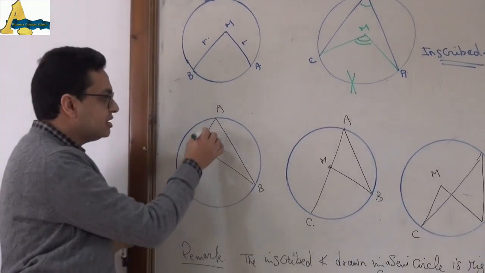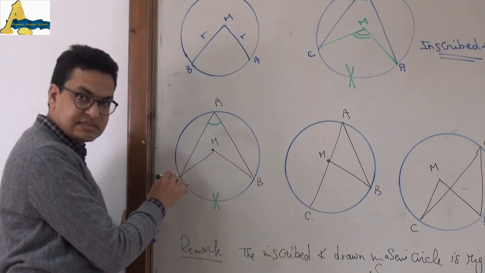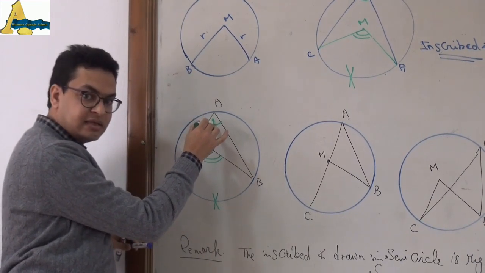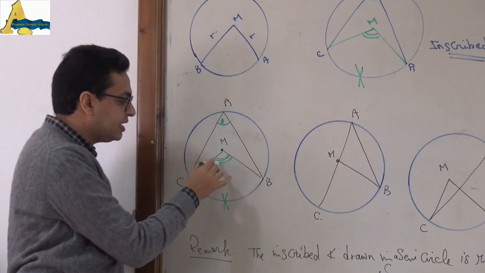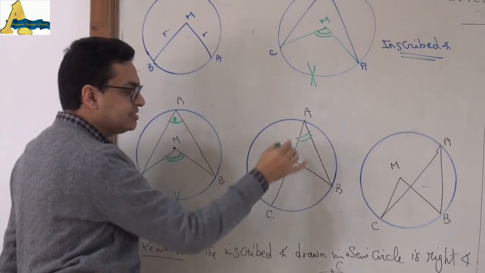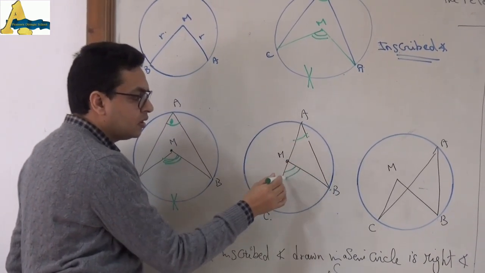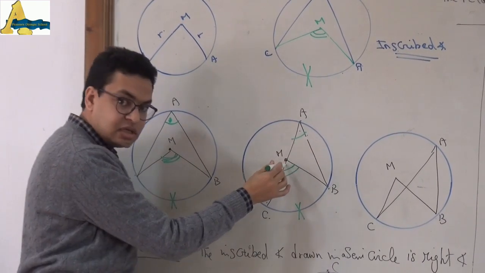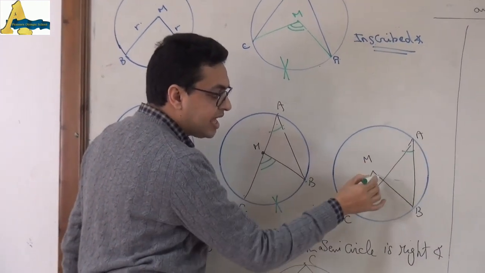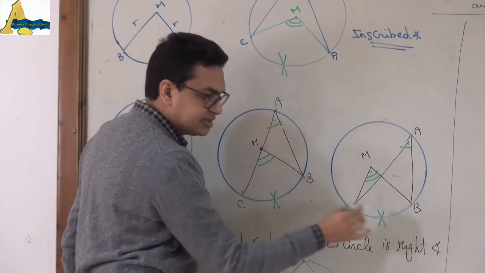Angle BAC is an inscribed angle, subtended by arc BC. Angle BMC is a central angle, subtended by the same arc BC. So the measure of the inscribed angle equals half the measure of the central angle which is subtended by the same arc. Angle BAC equals half the measure of angle BMC, which are the inscribed and the central angle subtended by the same arc.